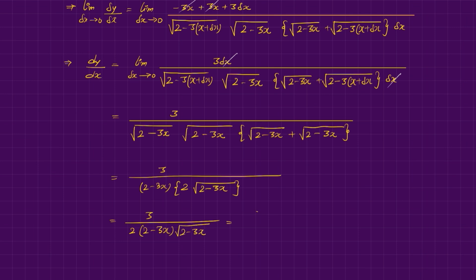So it will be 3 over 2 times 2 minus 3x. This square root can be written as 2 minus 3x whole to the power 1 by 2. And if I add the powers, we will have 2 minus 3x whole to the power 3 by 2. So this is our answer.